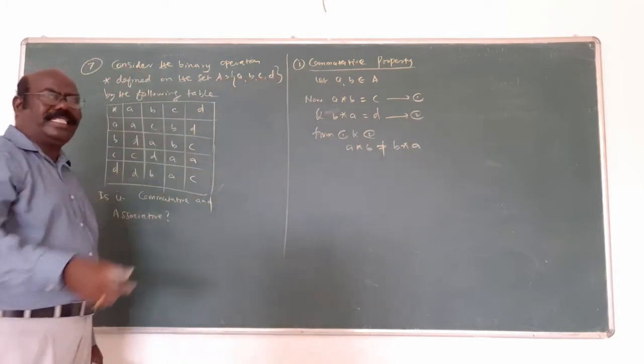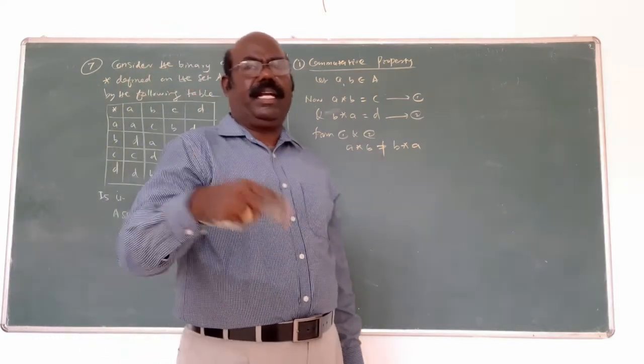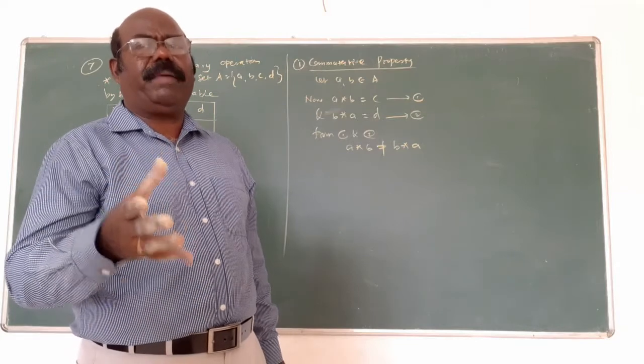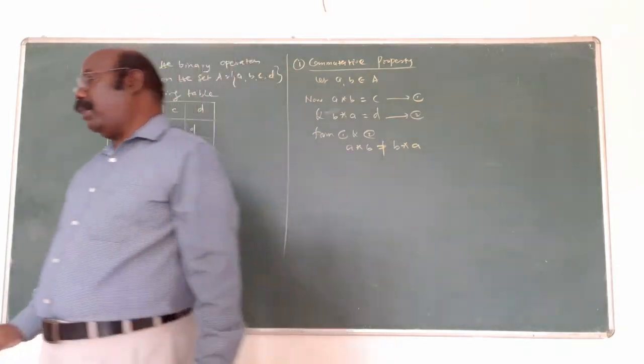In this way, you consider some element. A star C equal to C star A. A star D equal to D star A. In this way, you will prove all the parts. If even one is wrong, then totally it is not commutative. You will give one example only.